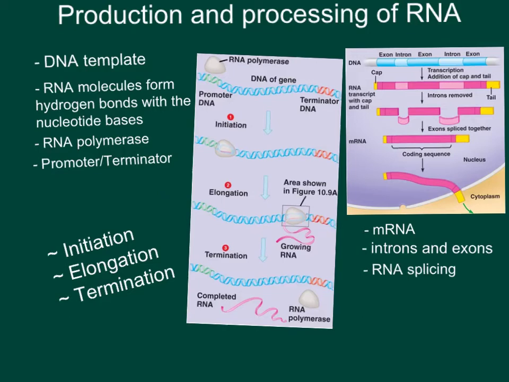This all starts happening when RNA polymerase attaches to a specific site on the DNA strand called the promoter, which gives the start transcribing signal. Whichever DNA strand the RNA polymerase binds to is the DNA strand that is used as the template. The 3 steps of transcription are initiation, elongation, and termination.